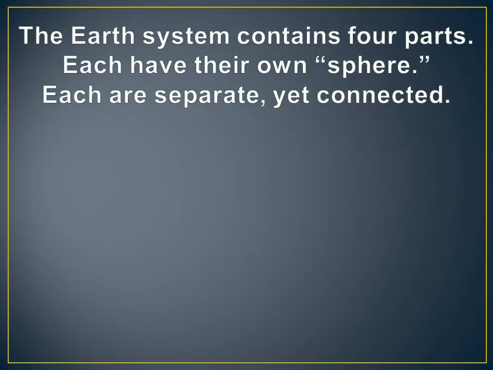So the Earth system contains 4 parts. We call these spheres. Now, each of these spheres are separate yet connected. All right? This is why it comes back to that system. Different parts working together as a whole, working together as one. So take a moment. I want you to think, what might be a sphere of the Earth? What do you think?